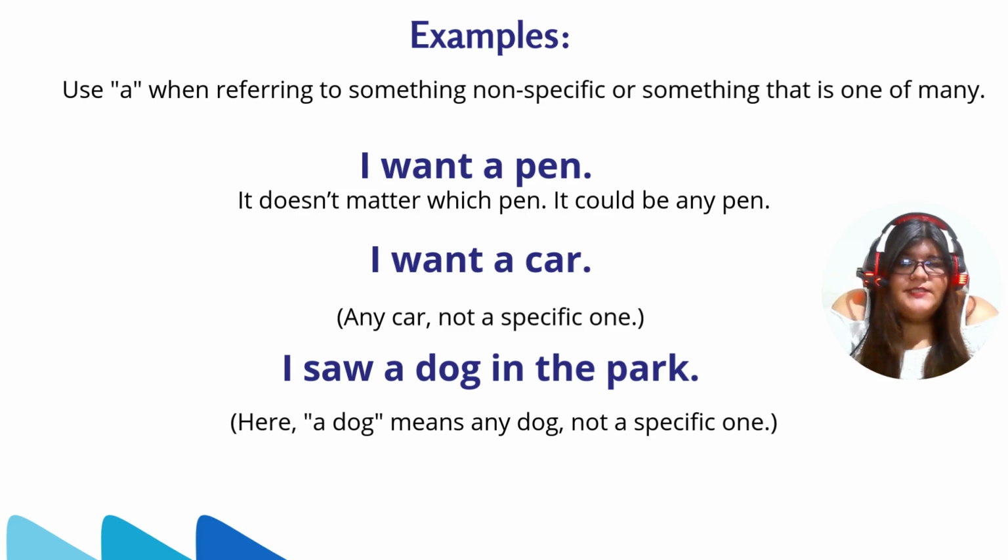Then we have I saw a dog in the park. But imagine if it's a park for pets and there are thousands of dogs and you said, I saw a dog in the park. You are speaking about the dog that you saw in general. Here, a dog means any dog, not a specific one, right?